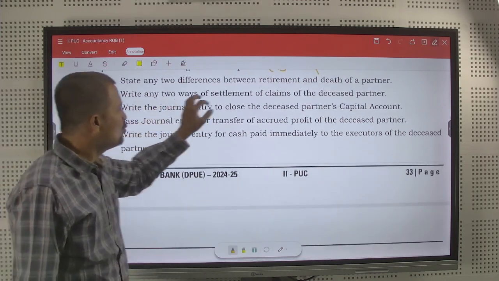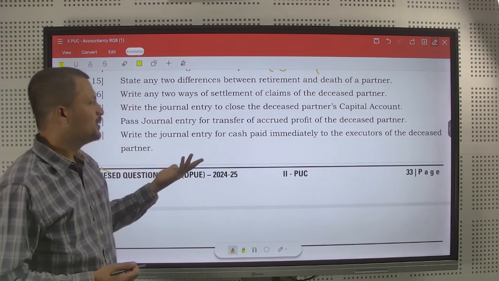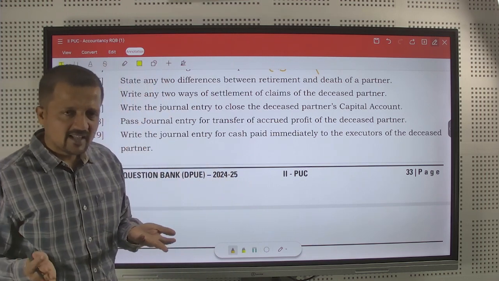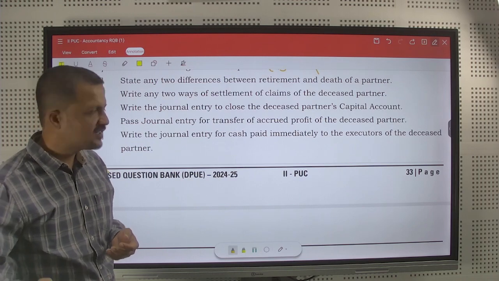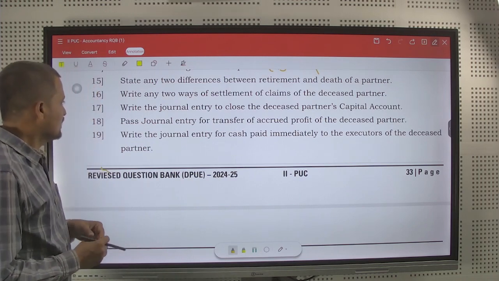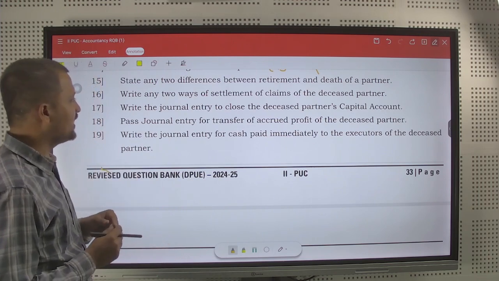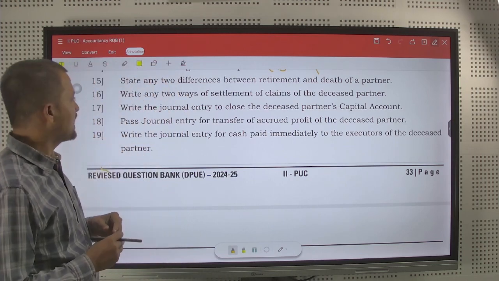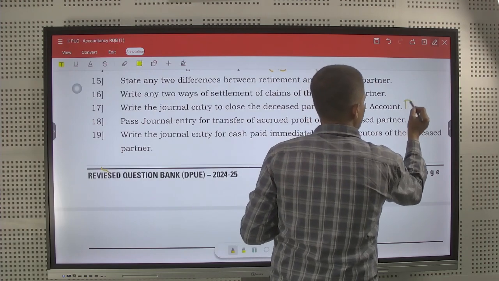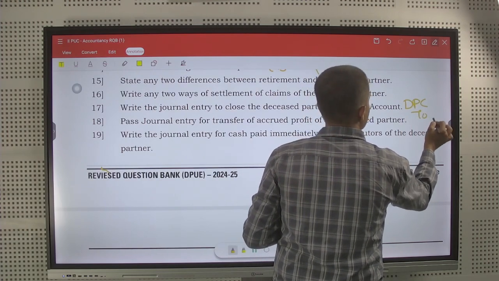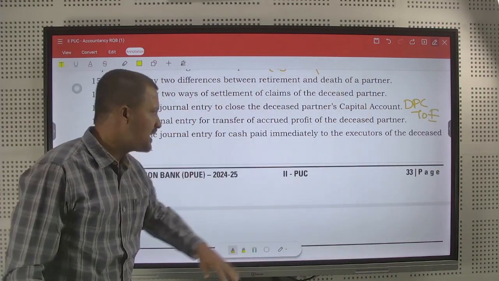Any two ways of settlement of claims of the deceased partner, again same: you can pay it immediately, or you can transfer it to executor's loan account. Or partly cash, partly loan. Write the journal entry to close the deceased partner's capital account. It will be deceased partner's capital account to executor account. Okay? Done.